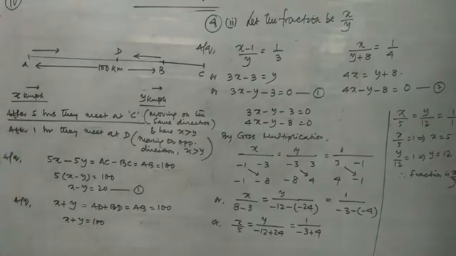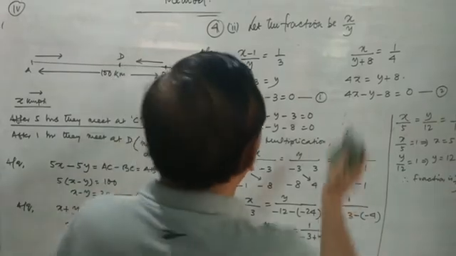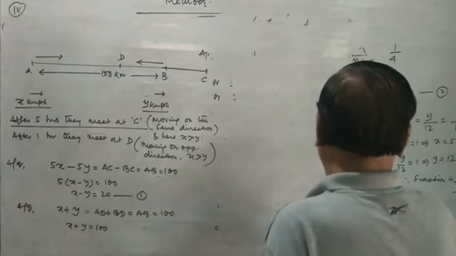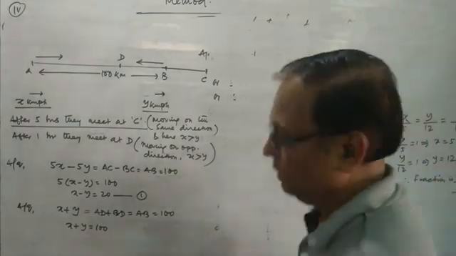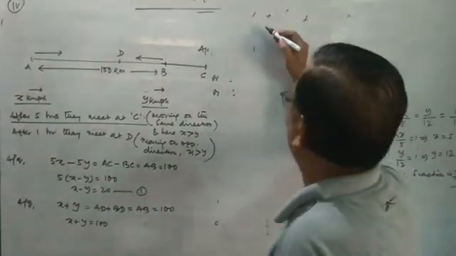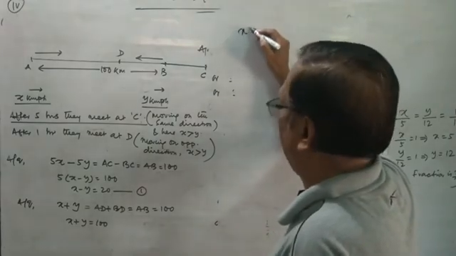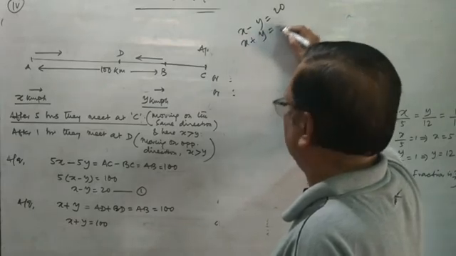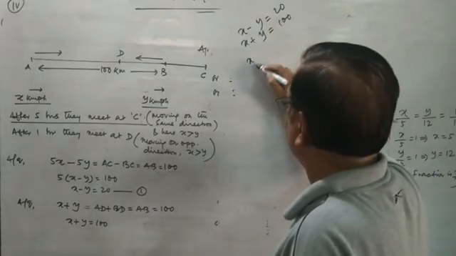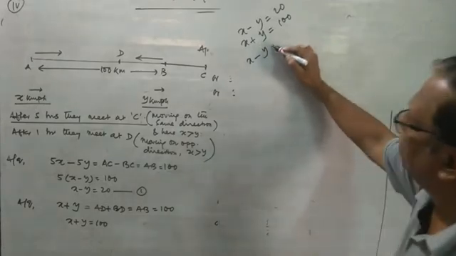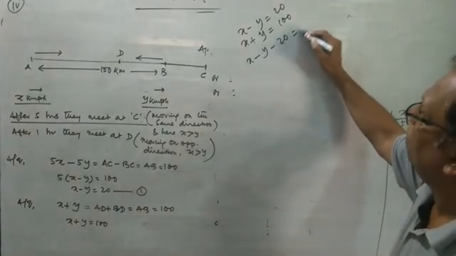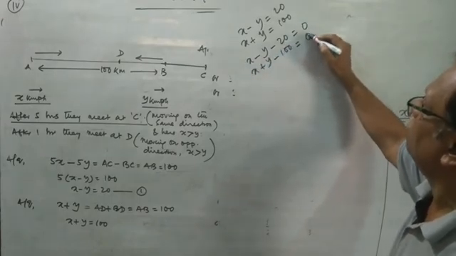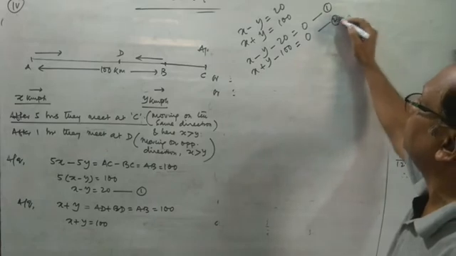Now dear students, we will solve these two equations by the cross multiplication method or by any method to find out the values of x and y. Two linear equations we have got. Our first equation is x minus y equals 20 and x plus y equals 100. If we go for the cross multiplication, we will write the first equation as x minus y minus 20 equals 0, and x plus y minus 100 equals 0. This is equation 2.